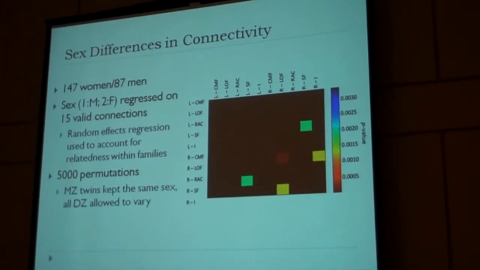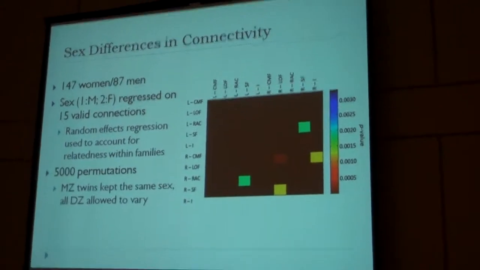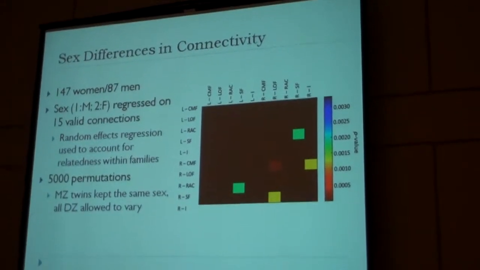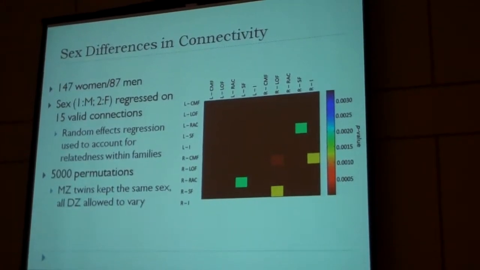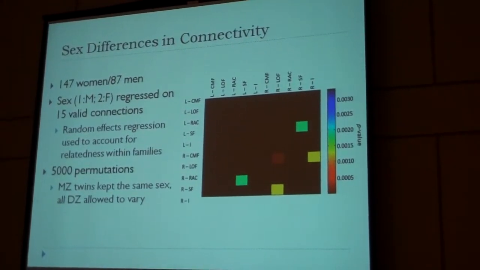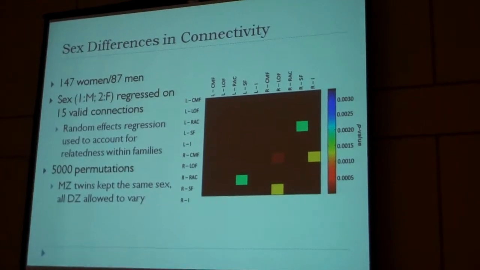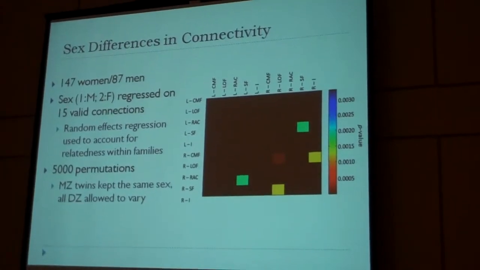sex difference was found in the superior frontal cortex, with women having higher connectivity, while men had higher connectivity in the right lateral orbitofrontal cortex and the connection between that region and the ipsilateral insula.